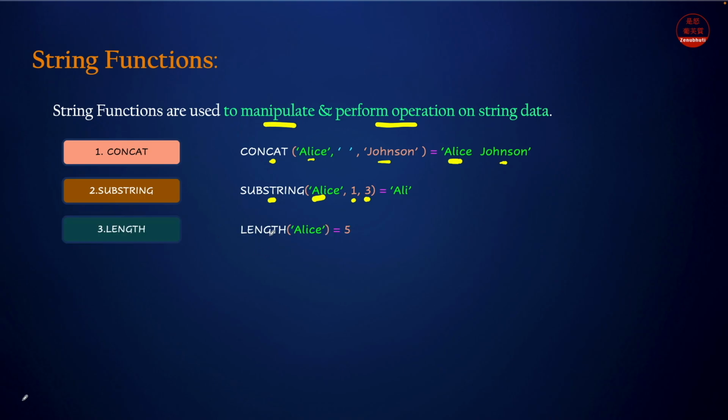Length. If you want to know how many characters are there in your string, you just write your string inside parentheses and then you say length and it will give you a number. Since you have 5 characters, this number 5 represents the length.